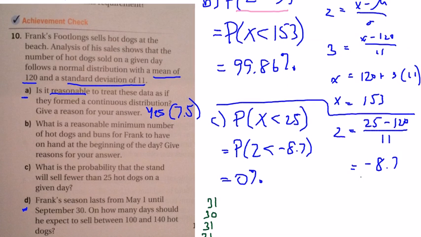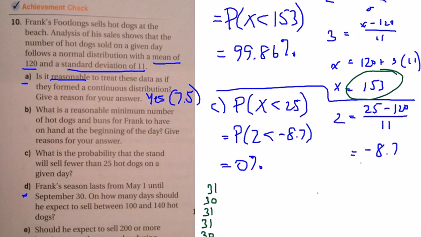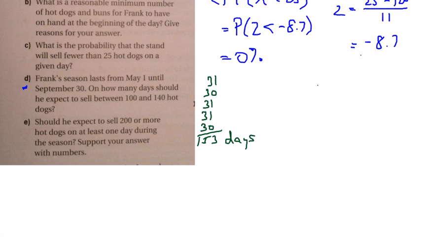It's that same number again. Didn't we just have 153? What a coincidence. Okay, so on how many days should he expect to sell between 100 and 140 hot dogs? Well, first we're going to find the probability of that.